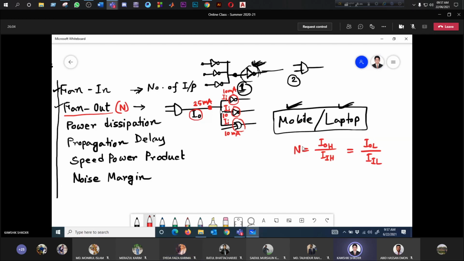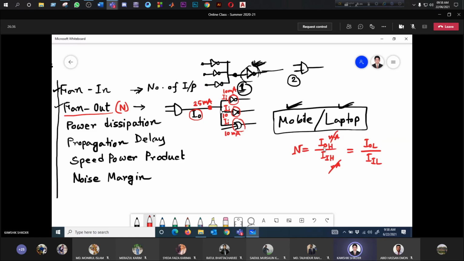So what should be the unit of fan out, or N? Ampere, milliampere, or microampere? What is the unit of N? It's unit free because it's a ratio between two currents. So let's say this is milliampere, this one also milliampere, so both will be cancelled out. Since it's a number, it will be unit free.